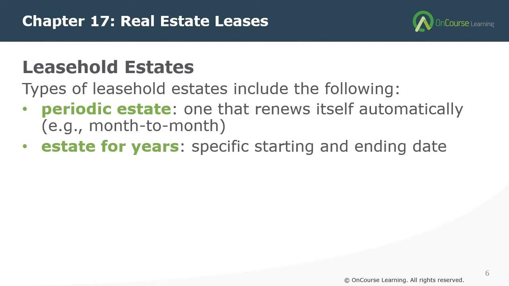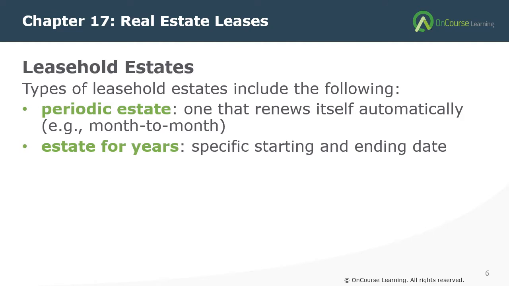The estate for years has a specific starting and ending date. In other words, the lease starts on a specific date and it ends on a date. It doesn't necessarily have to be for years at a time, but it has to have a starting and ending date. For instance, if you lease an apartment, chances are you will sign a 6-month lease. This would be classified as an estate for years because it would have a starting and ending date, perhaps January 1st through June 30th of a particular calendar year.